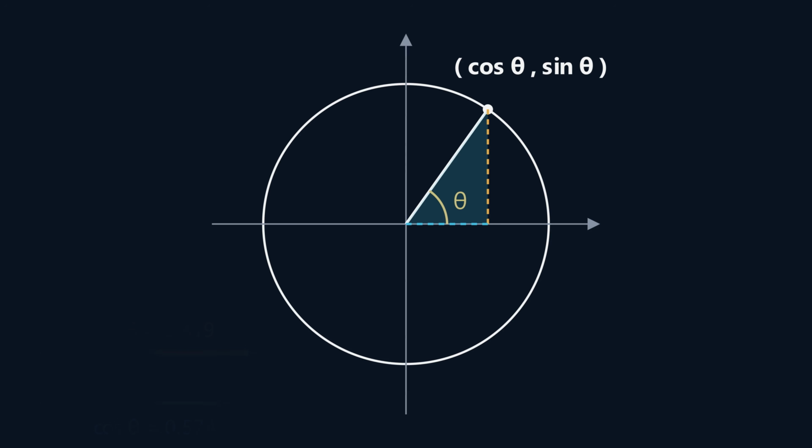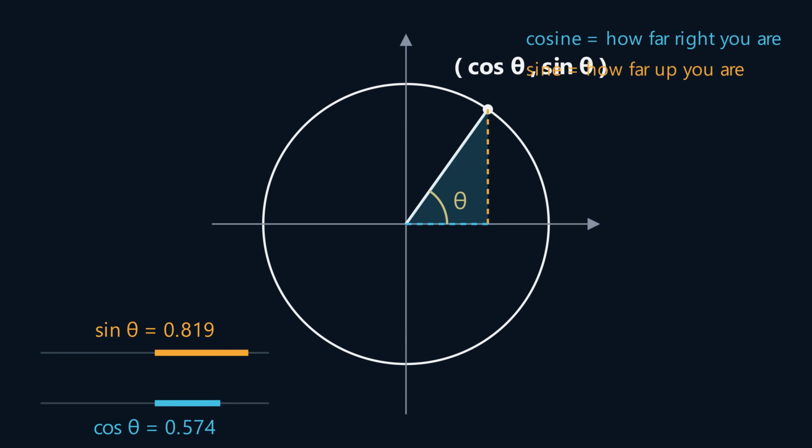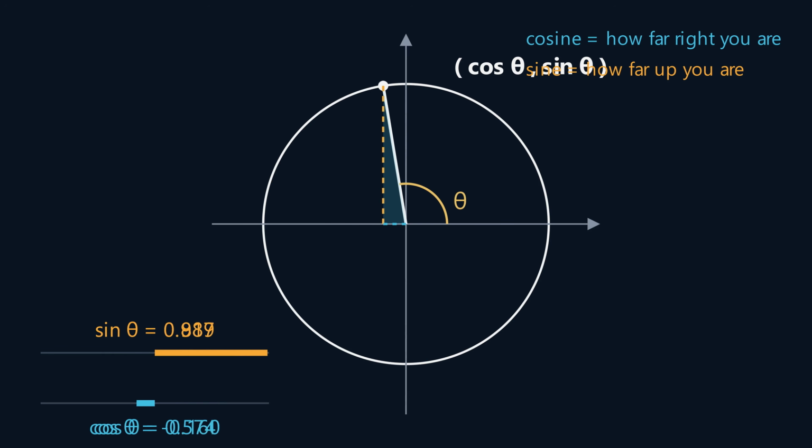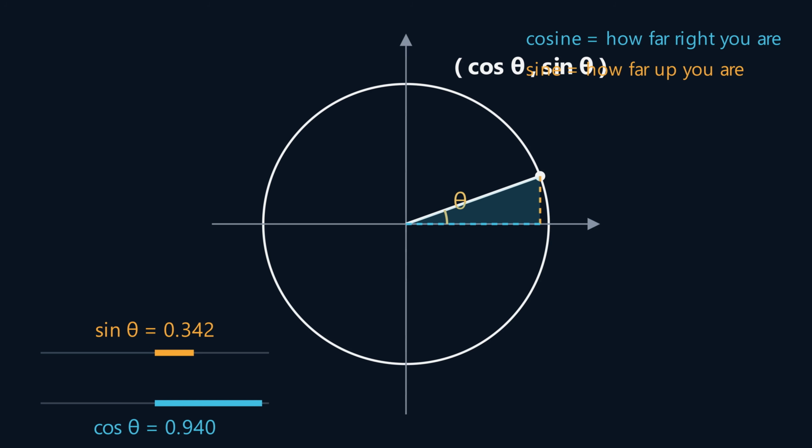So sine and cosine stopped being ratios of sides. They became coordinates. Cosine is how far right you are. Sine is how far up you are. And unlike a triangle, a coordinate does not care how big your angle is.